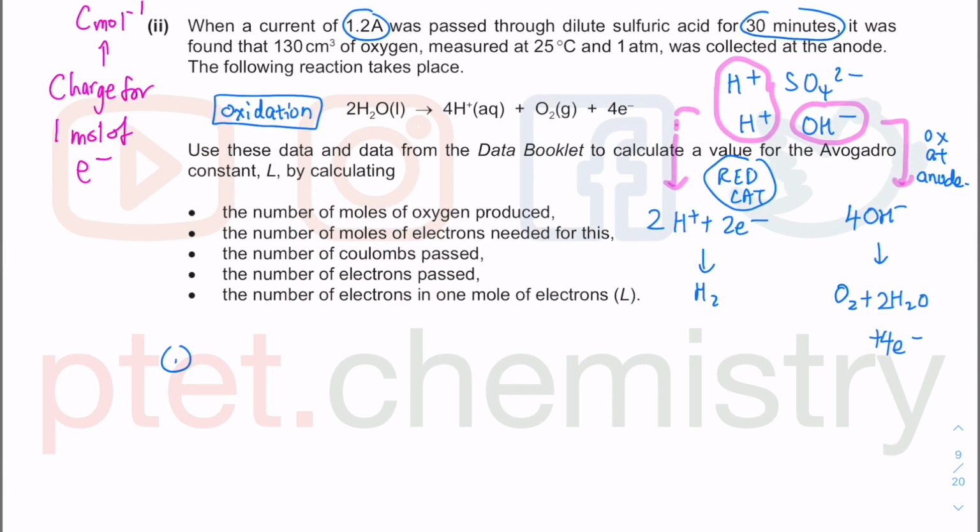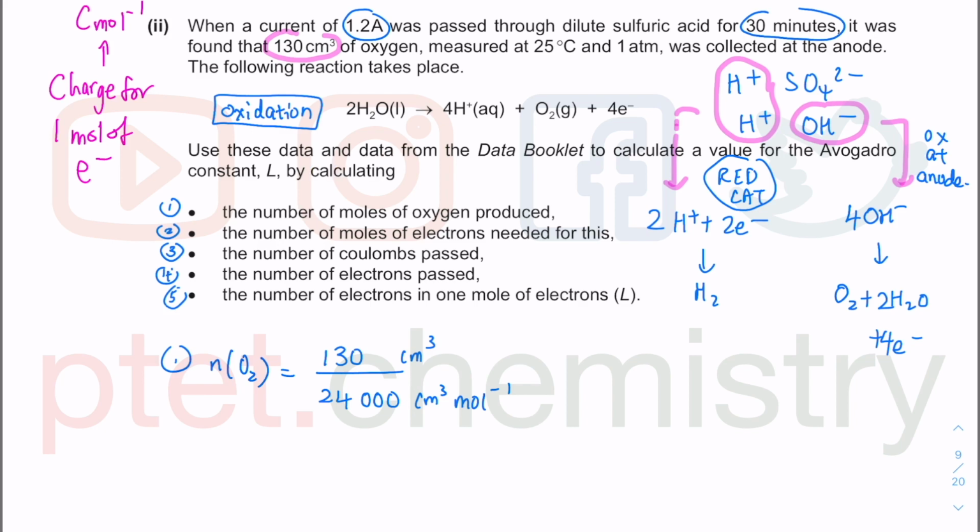First of all, calculate the number of moles of oxygen produced. So let me just number the things that they want us to calculate. Number 1, the number of moles of oxygen produced. Oxygen is a gas, and I get 130 cm cube there. So this is the gas volume, and this has to be divided by 24,000, in cm cube per mole. We know that in the periodic table at the bottom, it's given as 24.0 dm cube per mole. Here it's 24,000 cm cube per mole because it's in cm cube.